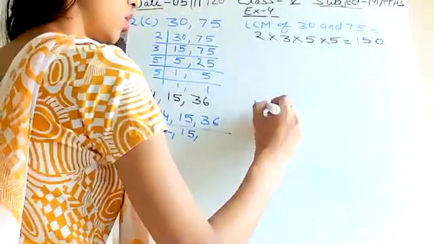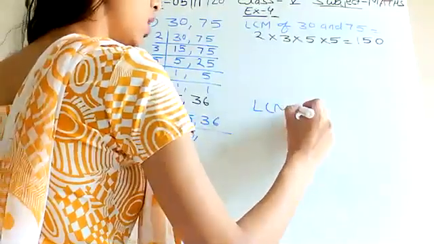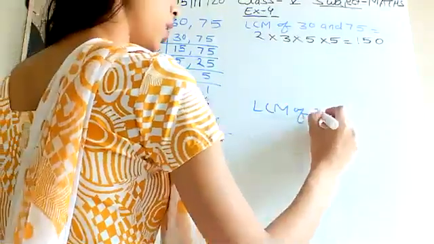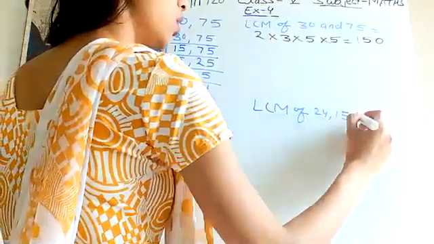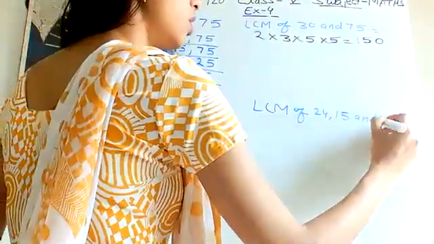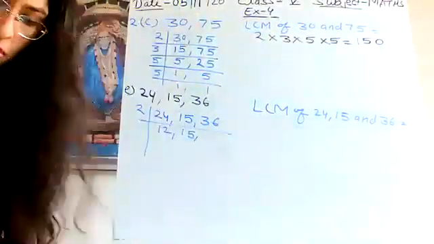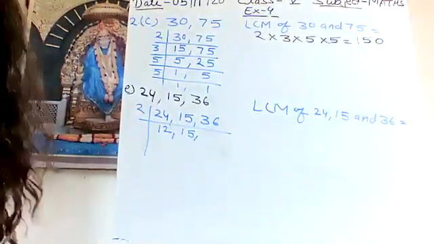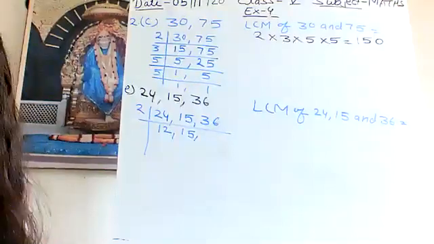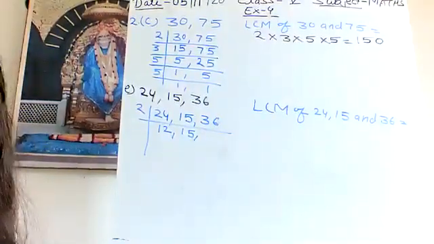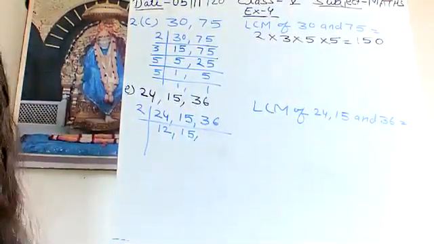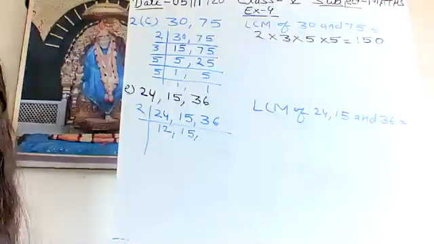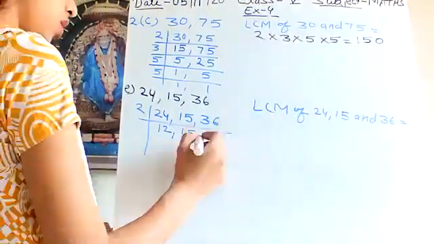Ma'am, 480. LCM of 24, 15 and 36 is equal to, what is your answer? Ma'am, 480. No, not 480. Yes, Riddhi, your answer is correct.